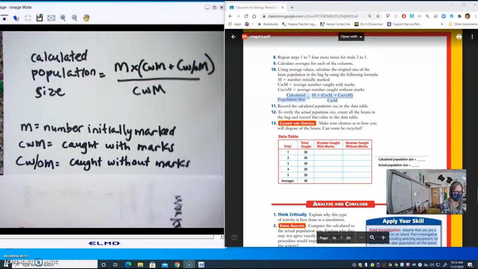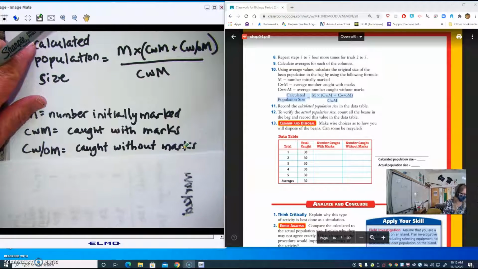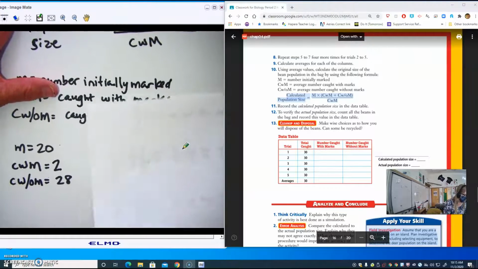Okay, here's what the variables, our letters, mean. M is just the number that we initially marked, that you colored with your pen, okay? CWM is just an abbreviation for the ones that you caught with marks. So again, this is your averages, right? In our data table, we'll go over what that is in a second. CWOM is caught without marks. So it's just kind of a messy abbreviation for these words. Okay, so don't let that scare you. You're just going to plug them into the formula. And remember your order of operations and all of that from math.